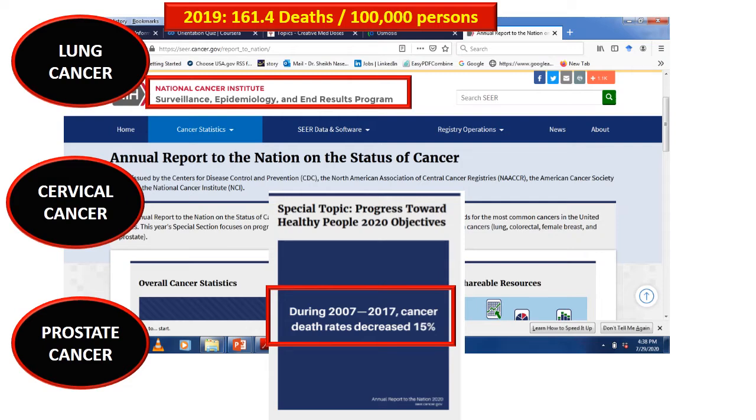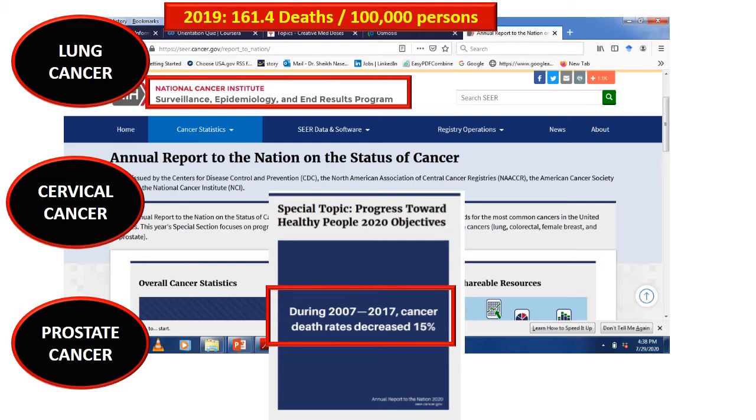Decreased use of tobacco products contributed to a decrease in lung cancer deaths. However, tobacco use significantly increased mortality in our region, that is the Indo-Pak region or the subcontinent. Early detection and early treatment are responsible for decreased mortality from cervical cancer and prostatic cancer.